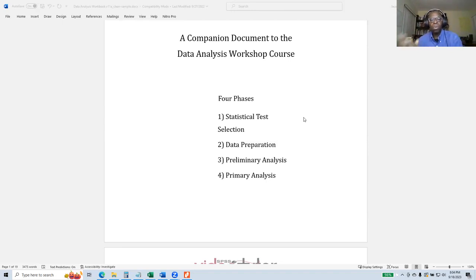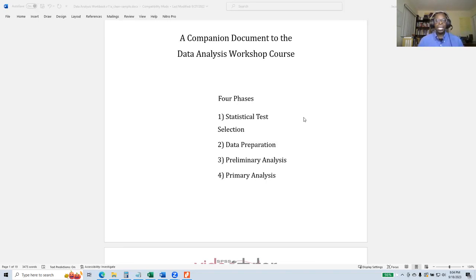Then tomorrow, once we've selected our test, we're going to go through part of the data preparation, checking for errors and cleaning the data. That's going to be the first part. Then on Wednesday, we're going to go through the second part of data preparation, which is computing new variables, recoding, and so on and so forth. That's the third day.